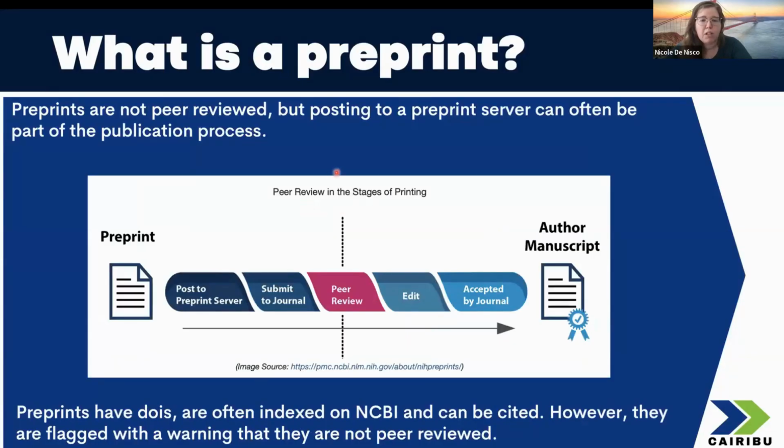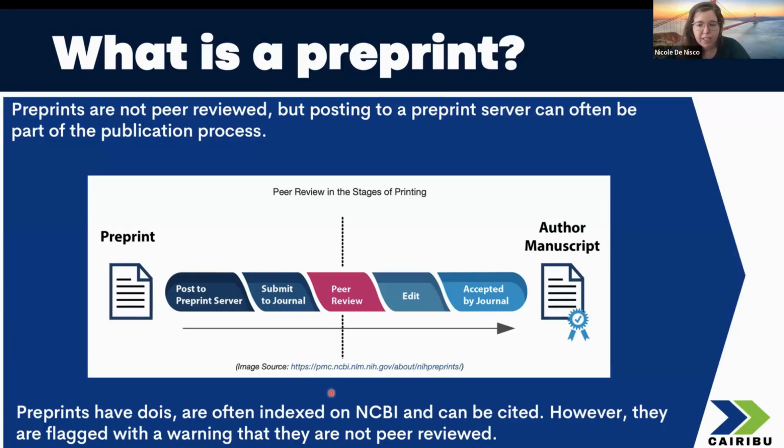Again, preprints are not peer-reviewed, but posting a preprint to a preprint server can often be part of the publication process. A lot of the preprints through bioRxiv, medRxiv, etc., now have DOIs and are indexed on NCBI, and preprints can be cited. But if you go on NCBI and look at a preprint, it's going to be flagged with a warning that it's not peer reviewed.